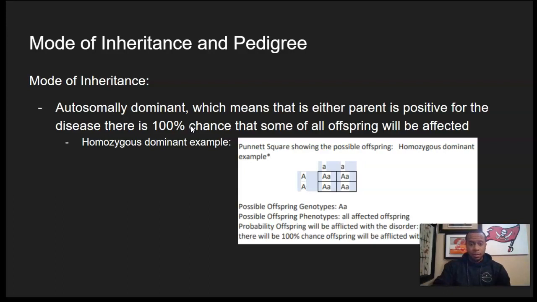So, mode of inheritance. It's autosomal dominant, like we talked about. Either parent that contains a dominant allele can pass that on to their offspring. In this example, like we talked about earlier, this is a homozygous dominant genotype for the male, homozygous recessive for the female, but there's a 100% chance that their kids will have it, because there are two dominant alleles mixing with these recessive alleles, creating heterozygous children. So there's a 100% chance in this particular example of inheriting the disorder.